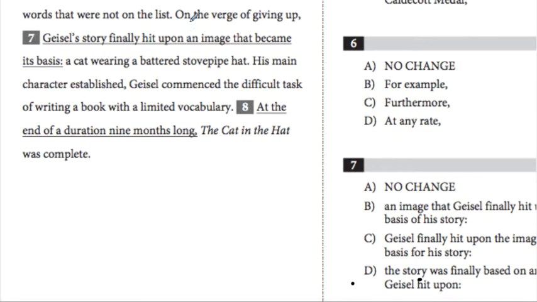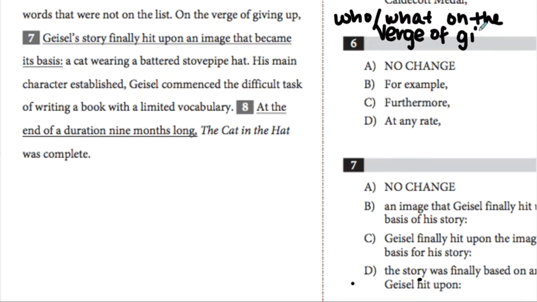And I see that at the beginning, it says, on the verge of giving up. I see a descriptive phrase, and I need to know who or what. For clarity, I need to know who or what is on the verge of giving up. Since we've been talking about the author of this book, The Cat in the Hat: on the verge of giving up, Geisel's story finally hit upon an image that became its basis. Well, a story can't give up, so I knew that that was wrong.